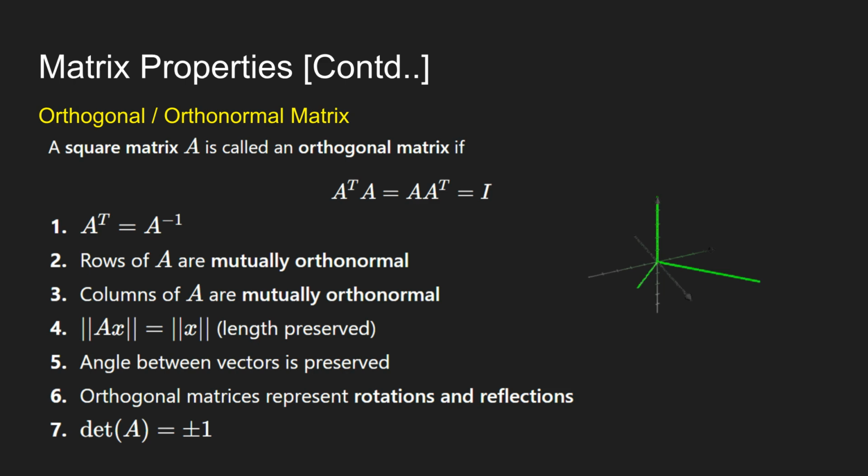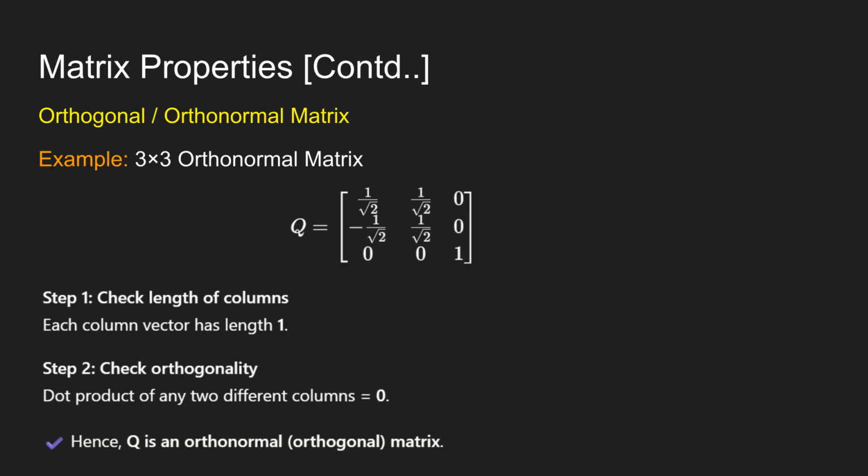The final type of matrix we consider is the orthogonal matrix. For an orthogonal matrix, the transpose of the matrix is equal to its inverse. This means that when the matrix is multiplied by its transpose, the result is the identity matrix. In an orthonormal matrix, the rows and columns are not only perpendicular to each other, but also have unit length. These matrices are important because they preserve lengths and angles during transformations.